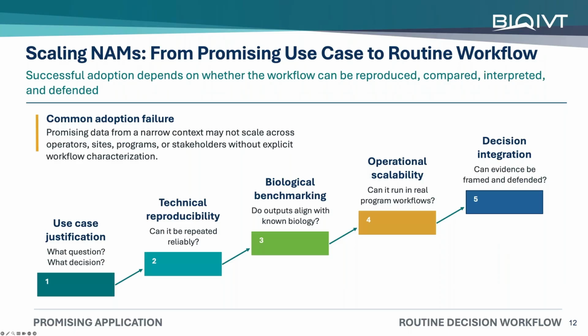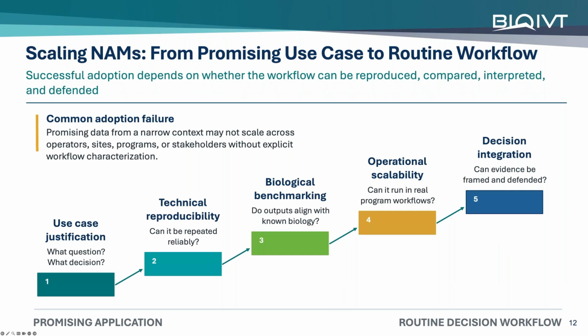The second requirement is technical reproducibility. Can the experiment be repeated with sufficiently consistent performance? That doesn't mean that every biological result needs to be identical, but it does mean that the technical variation is understood and controlled well enough that meaningful biological differences can still be interpreted.